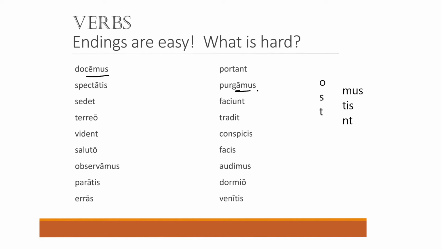What I'd like you to do right now is take out a fresh piece of paper and divide these verbs into 4 different categories, based on what vowel they have before these endings. Okay, so go ahead and pause the video until you finish doing that.